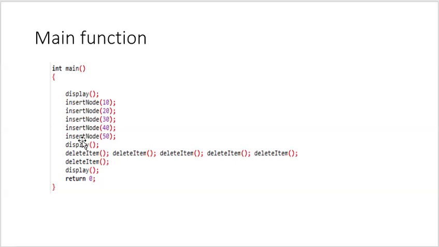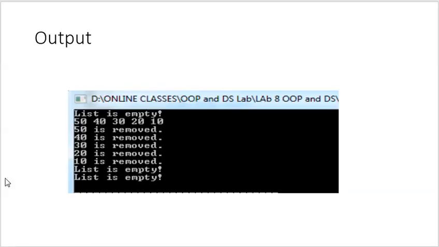Then I have inserted the nodes: 10, 20, and so on. I have inserted 5 nodes here, and then it will display the nodes which I have inserted. Then I call delete 6 times, and we have only 5 nodes. So after the 5th delete call, it will display a message that the linked list is empty. So here is the output.